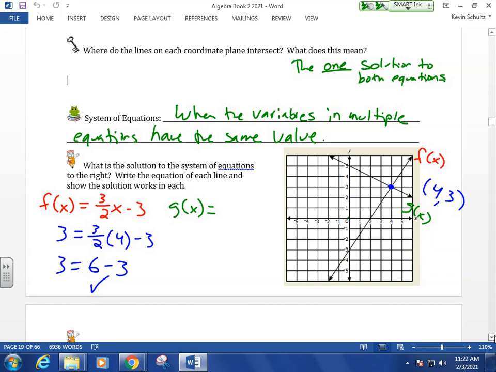Look at the slope, look at the y-intercept. Y equals -1/2 x plus 5. Yep. And just like we did in the first equation, we're going to take that 4, 3. 3 equals -1/2 times 4 plus 5, or 3 equals -2 plus 5. That is true. That checks out as well. Okay.